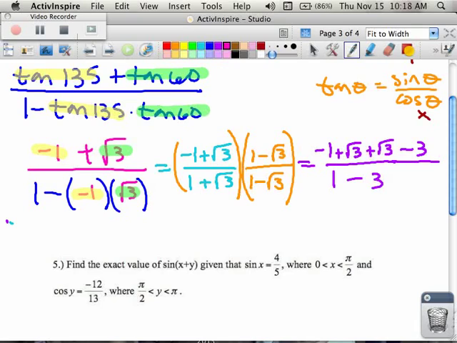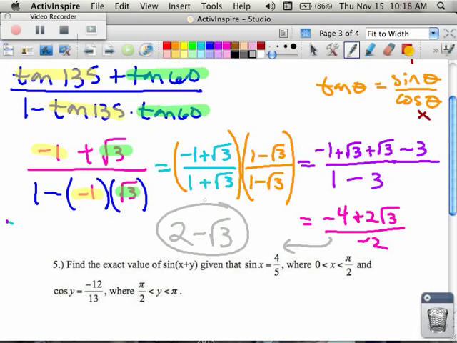If I simplify the numerator, I get -1 and -3, which is -4. And I get radical 3 plus radical 3, which is 2 of those radical 3's. In the denominator, when I simplify, I get -2. And then, to make it all better, I can divide the -4 by the -2, and that's +2. I can divide the 2 radical 3 by -2, and that's negative radical 3. In the gray circle is your final answer for the extra point.